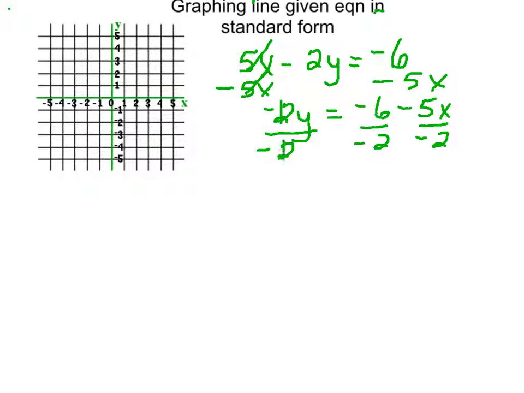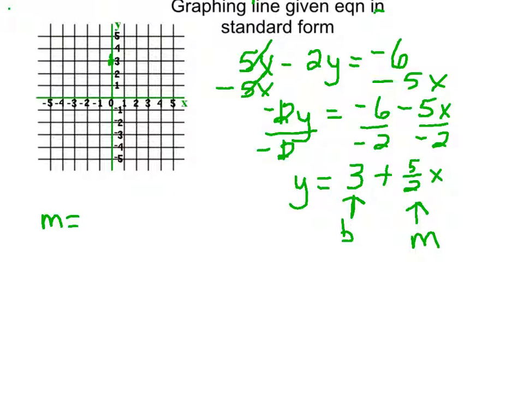These guys cancel, and then when we go to clean it up, a negative 6 divided by a negative 2 will give us a positive 3. And then a negative 5 divided by a negative 2 will give us a positive 5 over 2. There we go. This is our b value. And this is our slope value. Start with the 3: 1, 2, 3. Put a dot. And over here I'm going to analyze the slope.